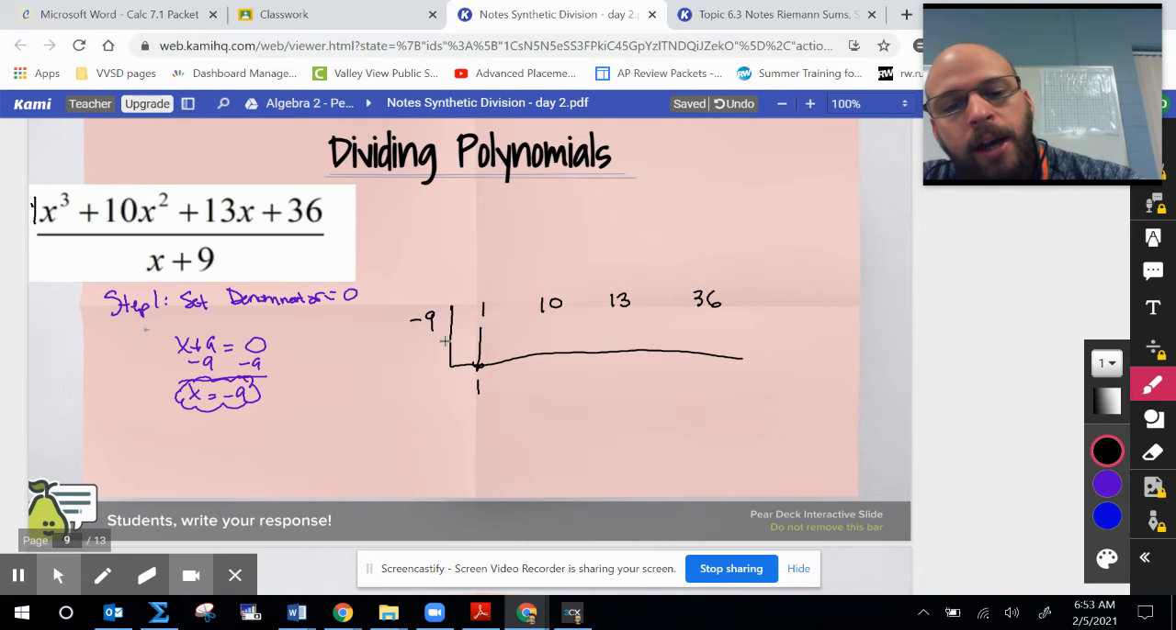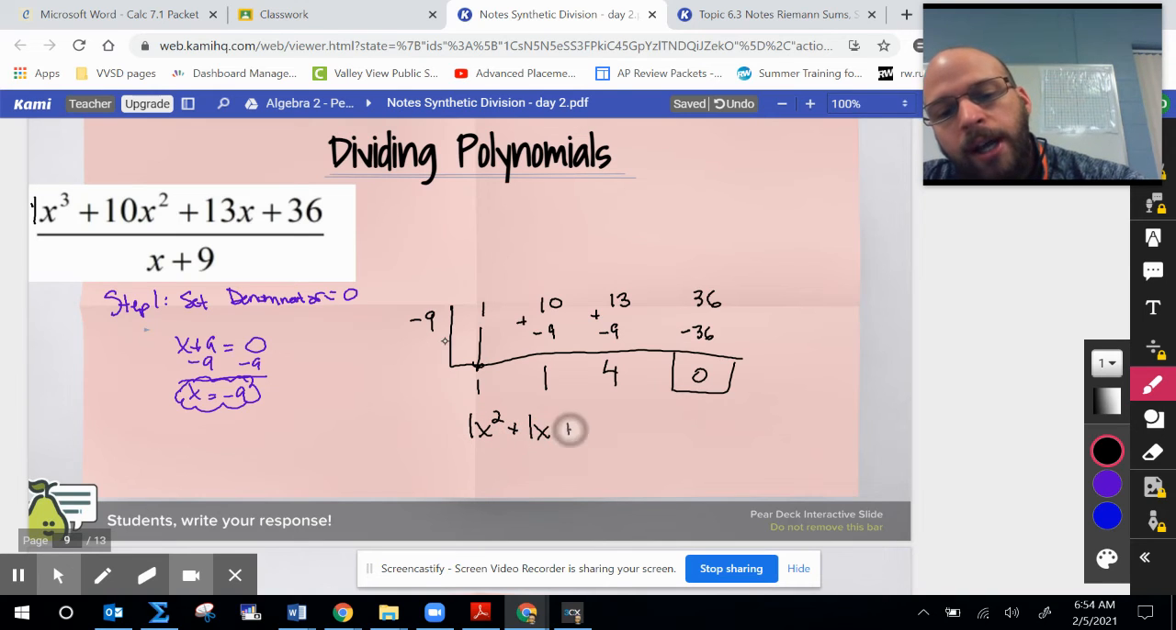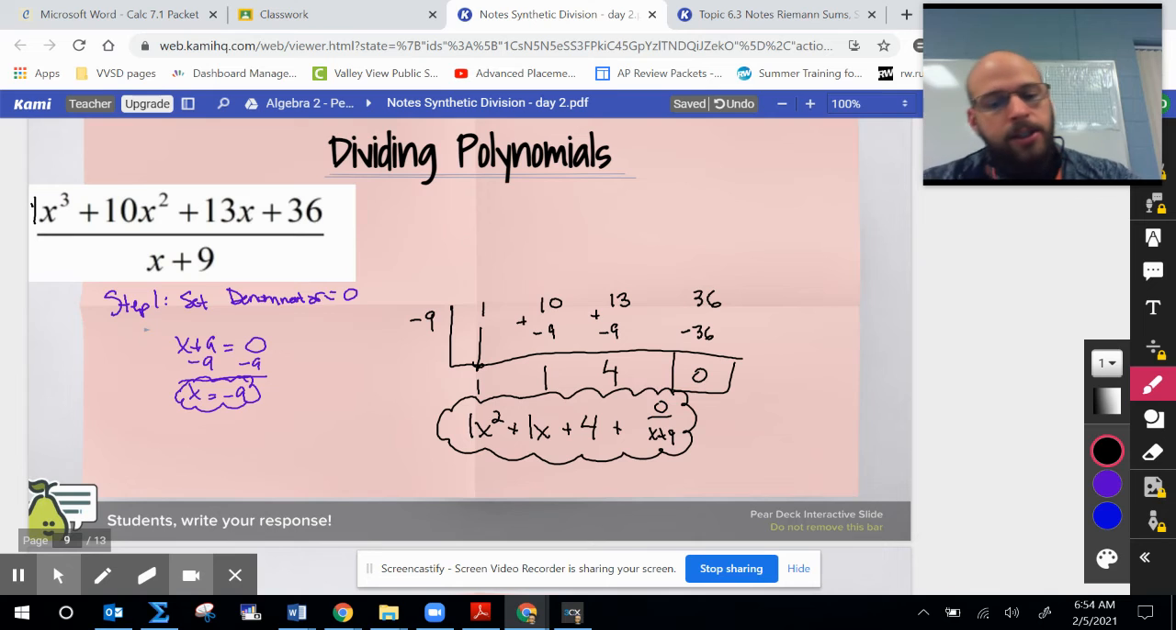So if I drop this 1 down, negative 9 times 1 is a negative 9. Add, I get 1. Negative 9 times 1 is a negative 9. Add, I get 4. Negative 9 times 4 is a negative 36. Add, I get 0. So ladies and gentlemen, my answer would be 1x squared plus 1x plus 4, and then I get a 0 over x plus 9. So this is the first part. So this would be my answer after I divide.